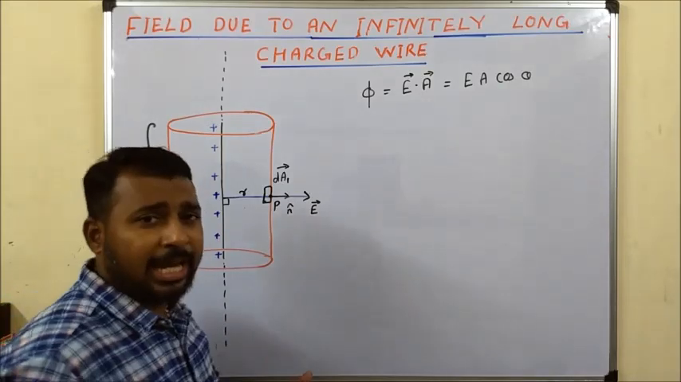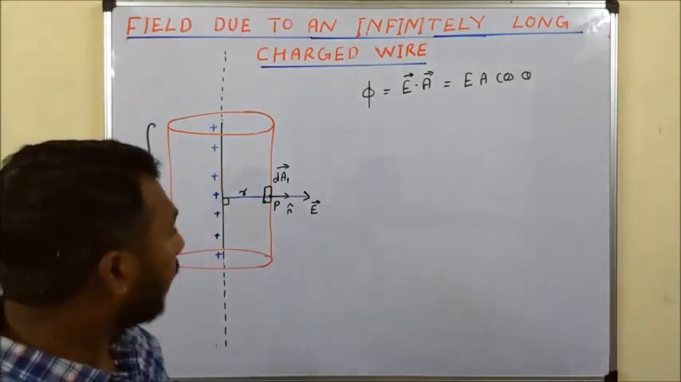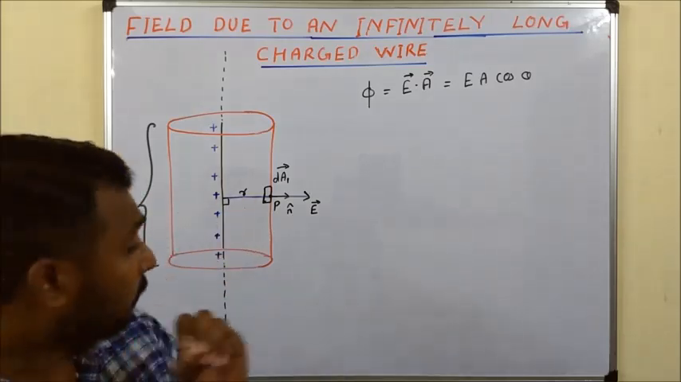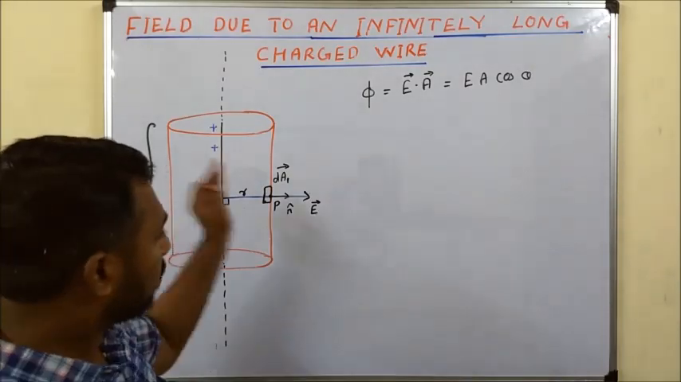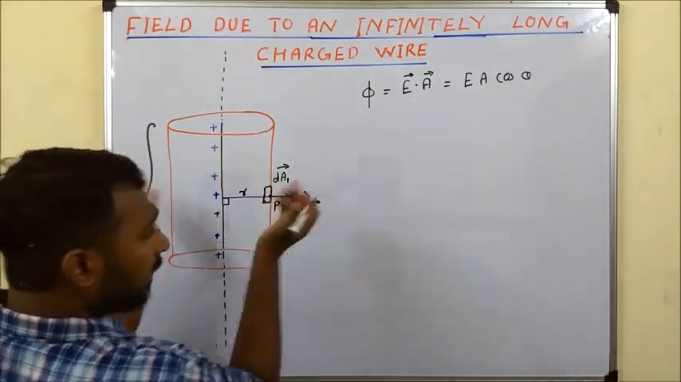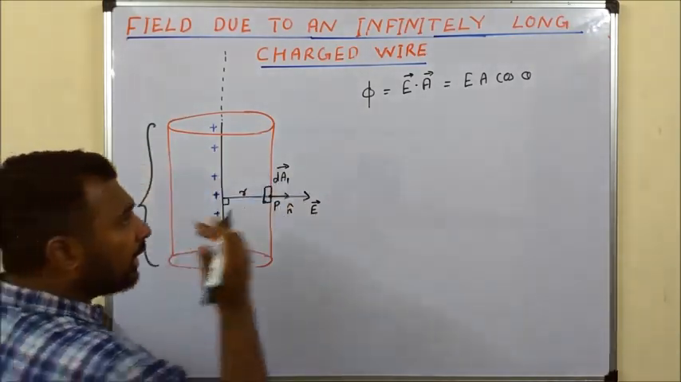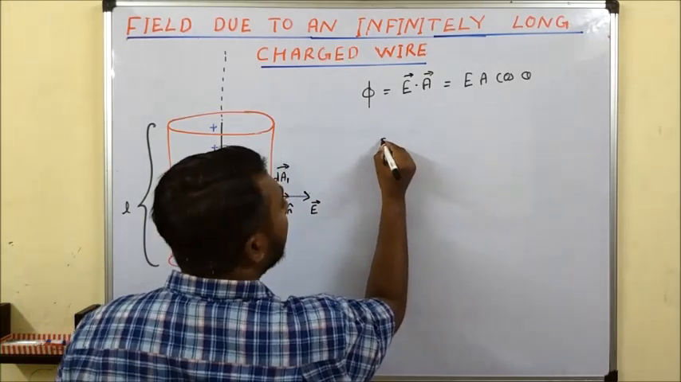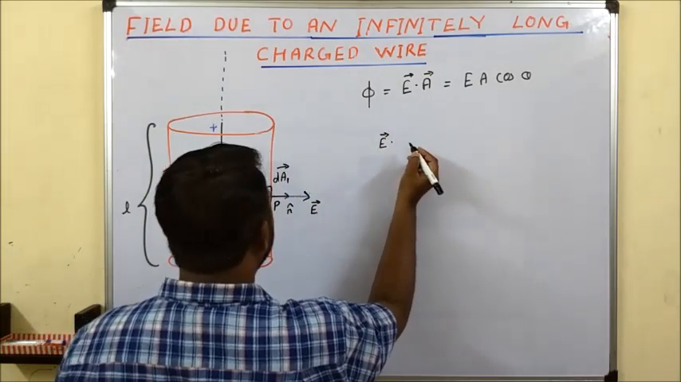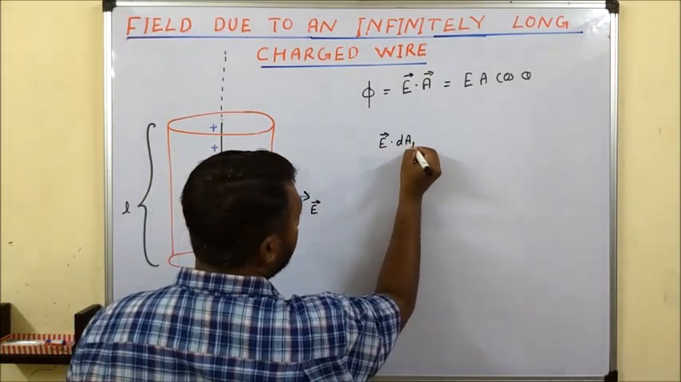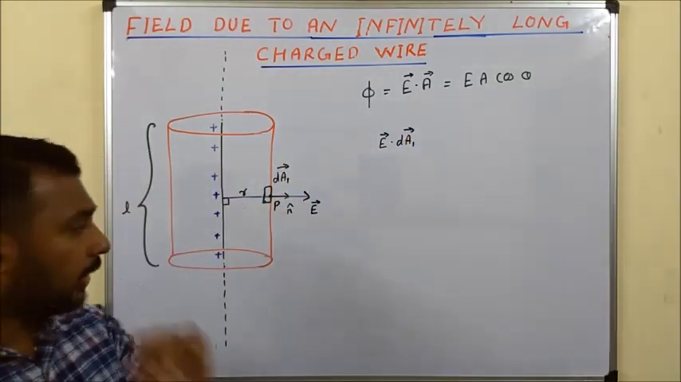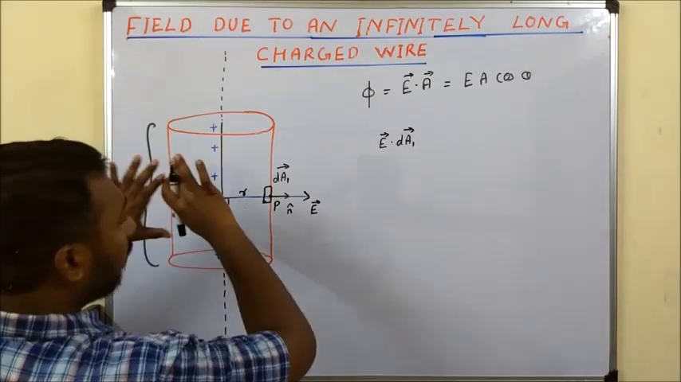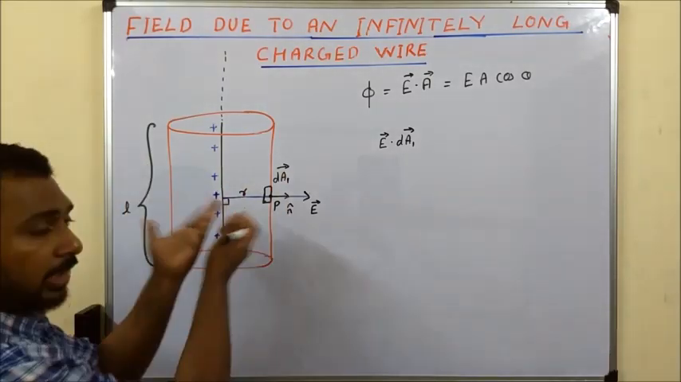N cap, A cap, or anything. So n cap I am going to write. Now see, what will be the flux passing through the small area? So the small area, not the entire one, the small area dA1, that will be E dot dA1. That will be the flux through only this small area.